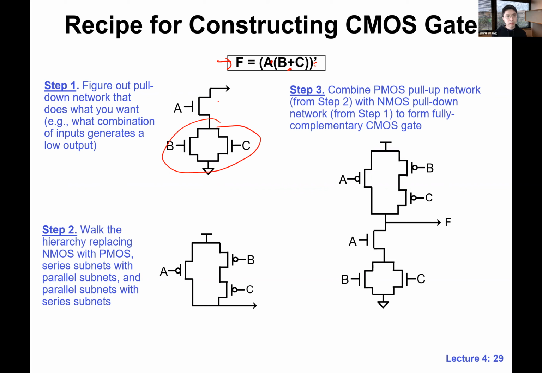This is how you construct the NMOS network, right? That's it. And then you just have to convert it. You convert parallel to series, then convert series to parallel, to get the corresponding PMOS network. And then you concatenate these two together. That's it, right? So that's how you construct CMOS from Boolean expressions.